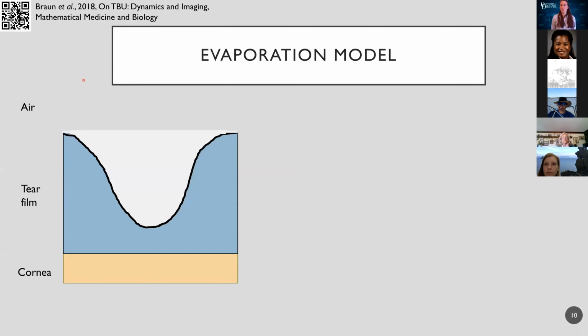All right, so I'm going to build the model here. So in this picture on the left, you have to pretend you're standing on top of the cornea and you're looking through the tear film. Okay, so you're seeing this breakup region form. Up here is the air, all of the blue is the tear film, and this yellow is the cornea. So this white space here is where that breakup region is actually forming.